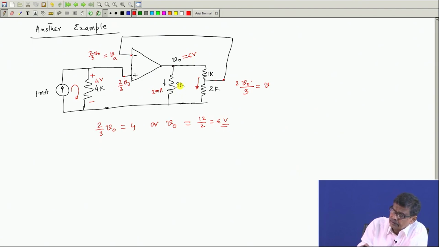Therefore, you see, no matter how complex this circuit looks, you can always look for whether negative feedback exists and the op amp is ideal. Then this is the crucial thing: V A and V B should be equal, and the current drawn by the op amp is to be 0. That is the clause. It is much simpler than what we have solved earlier. Let us solve another problem, another example.